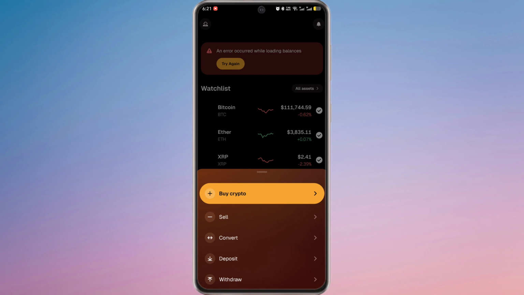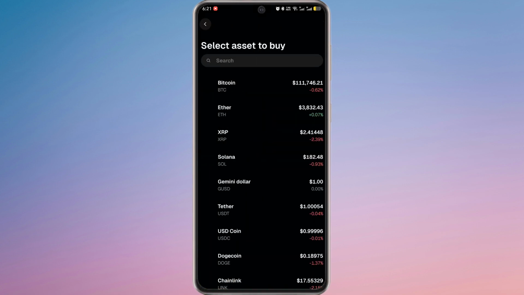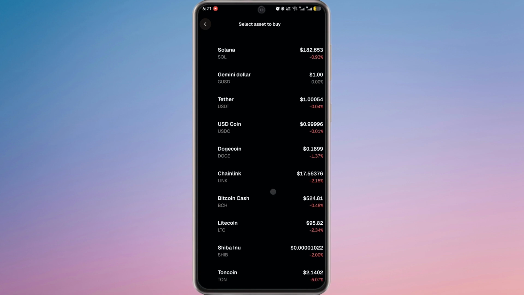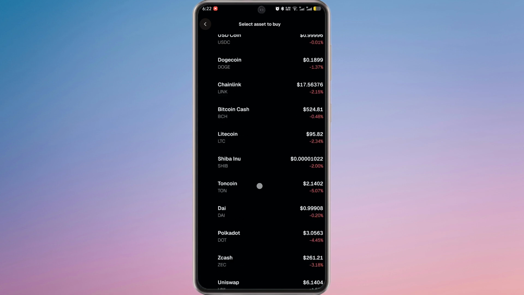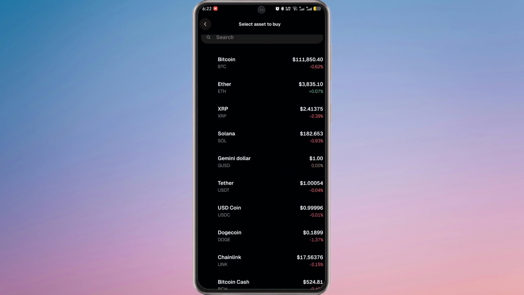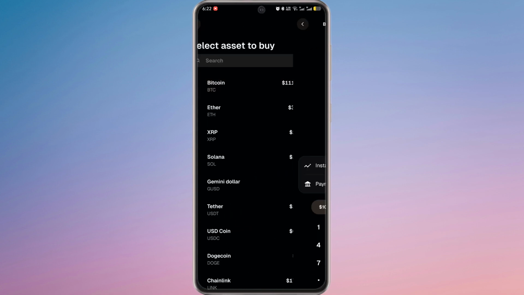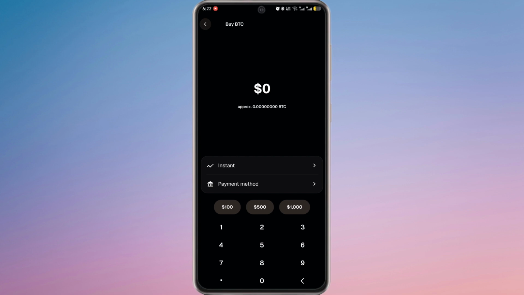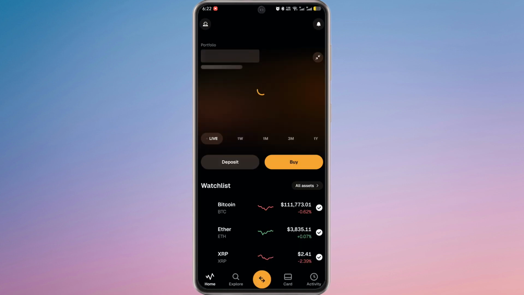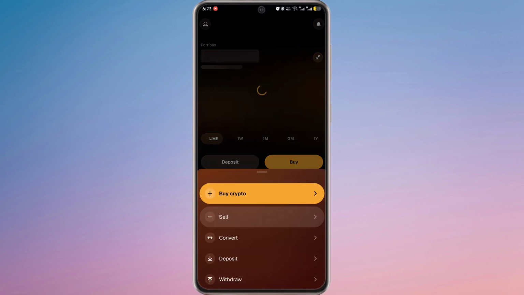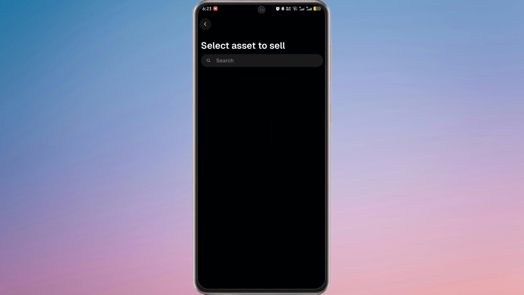This option allows you to trade cryptocurrencies at the current market price. To buy crypto, tap buy, choose the cryptocurrency you want like Bitcoin or Ethereum, and enter the amount in your currency or crypto units. Review the estimated fees and total amount, then tap buy to complete the transaction. To sell crypto, tap sell, select the cryptocurrency and the amount you want to sell, review the fees and tap sell to execute the trade.